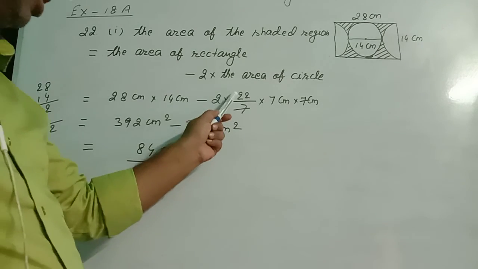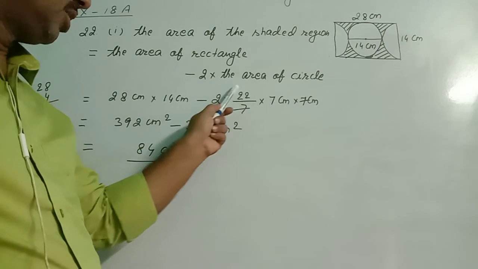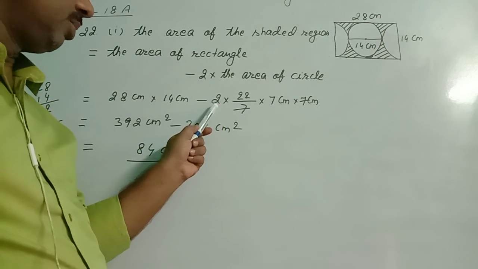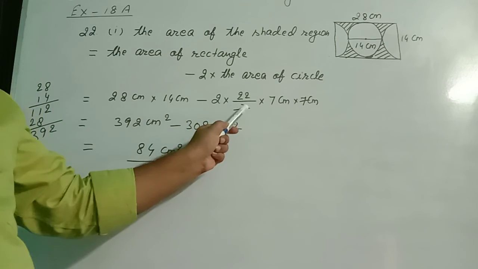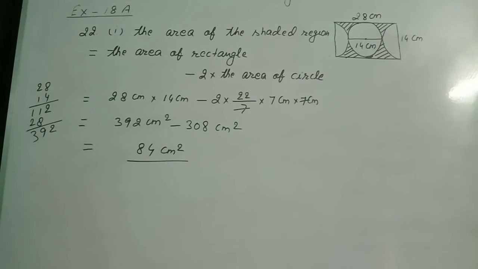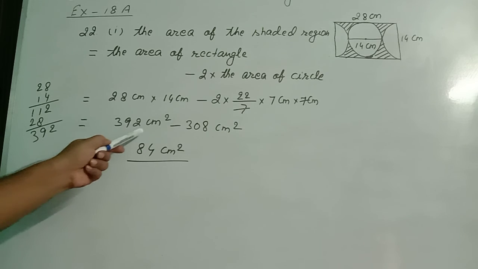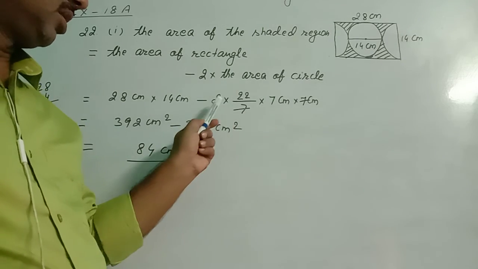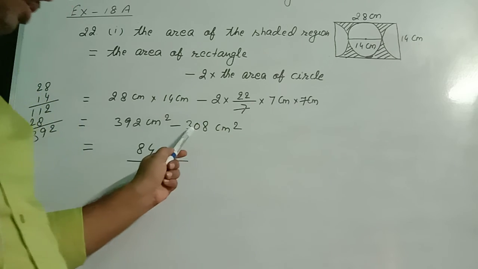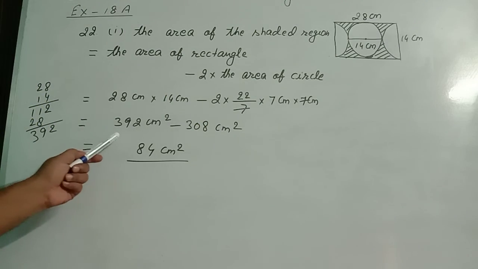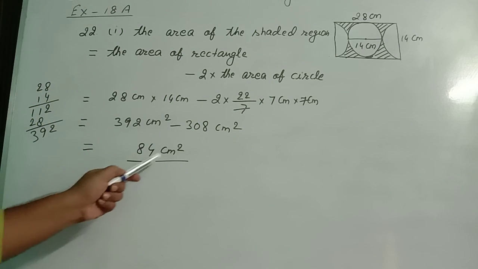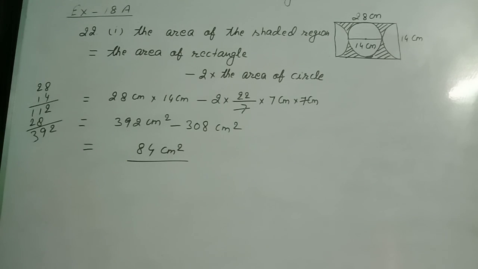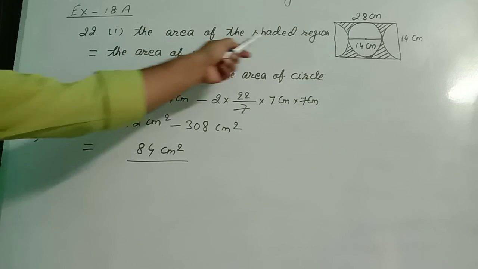So this portion is the area of circle. Since there are two circles, this is multiplied by 2, pi r square. Now this calculation became 392 centimeter square, and in this calculation, this 7 cancelled, so 2 into 22 into 7 equal to 308 centimeter square. As we subtracted these two, we got 84 centimeter square. This became the area of the shaded region.